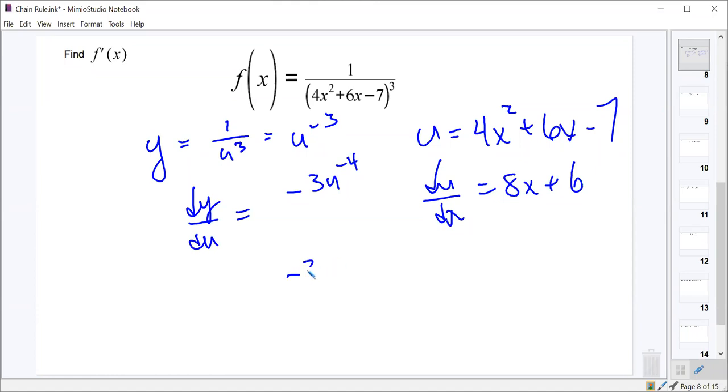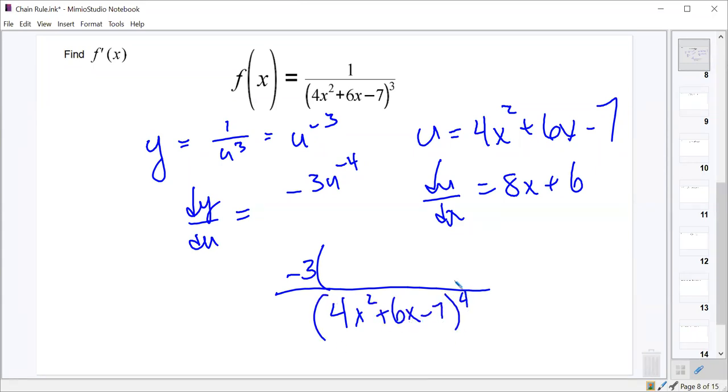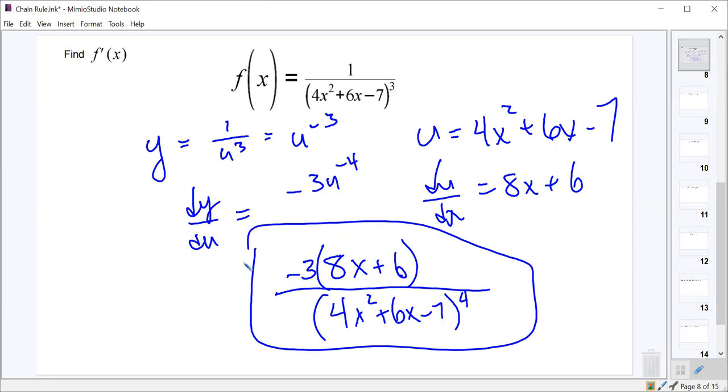And then we'd have -3 over u to the 4th, so that'd be -3 over (4x squared plus 6x minus 7) to the 4th power times this 8x plus 6. And if you want to factor the 2 out of there and have a -6 times 4x plus 3, that's fine. But if you don't, it doesn't really matter. Any questions on that? Everybody good with that?